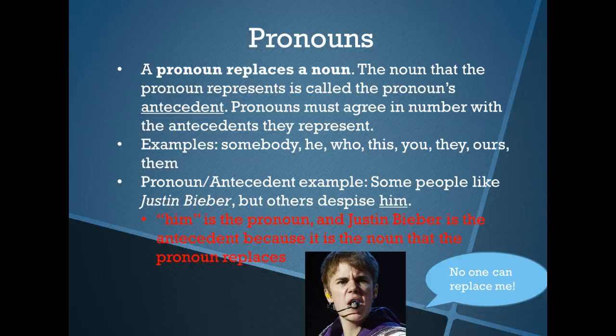Here's a pronoun antecedent example. Some people like Justin Bieber, but others despise him. In this case, him is the pronoun. The antecedent is Justin Bieber. If we took out the pronoun, the sentence would read, some people like Justin Bieber, but others despise Justin Bieber. We know we're talking about Justin Bieber, so we can replace Justin Bieber with the word him. Pipe down, Justin Bieber, we're just talking about pronouns here.